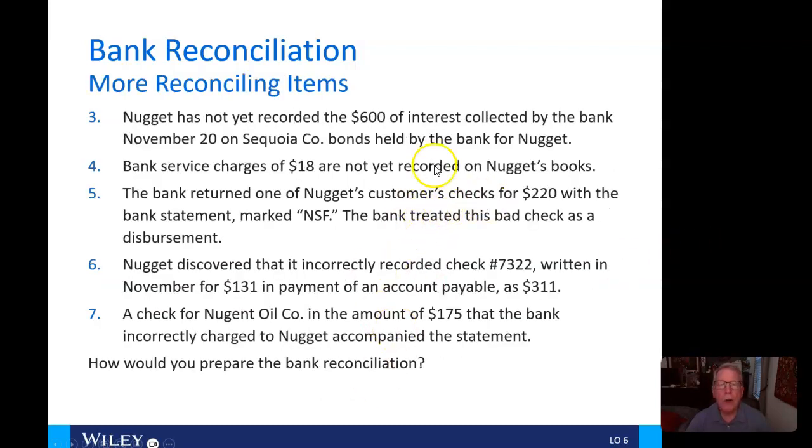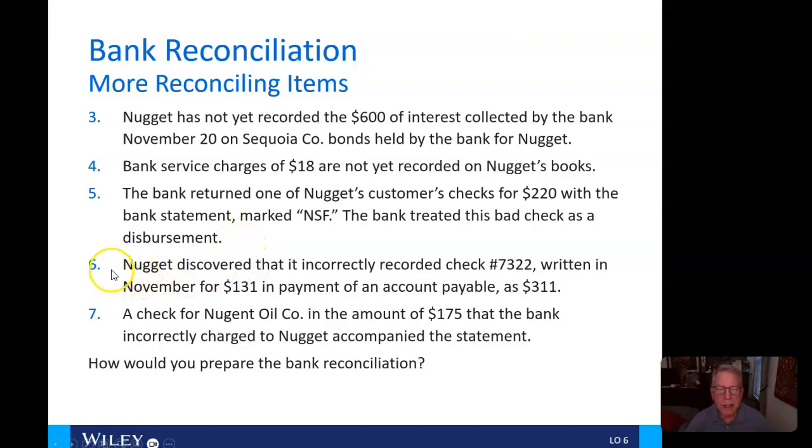Nugget has not recorded $600 of interest collected by the bank. That's going to be a book side correction, adjustment. Bank service charges not recorded. That's going to be a book side adjustment. Any book side adjustment is going to be a journal entry. So the bank returned one of Nugget's customers' checks, not sufficient funds. That $220 is going to be a book side adjustment.